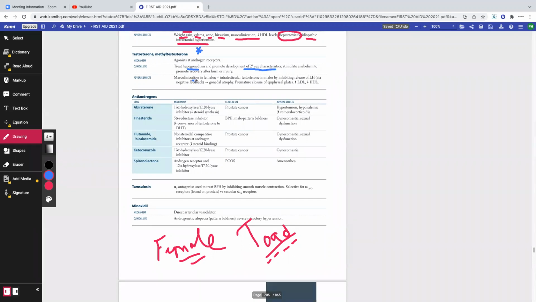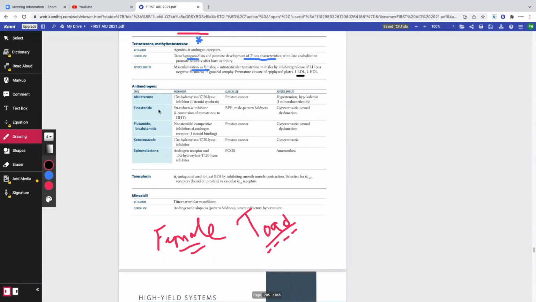Adverse effect-wise, we can get masculinization in females, and decreased testosterone in males by inhibiting the release of GH. Now, who are the patient population who will abuse testosterone? Are they bodybuilders? Yes or no? The answer is yes. Athletes? Yes or no? The answer is yes. Okay. So that's that. Another thing is testosterone will cause increase of LDL. It's a pro-cholesterol promoting drug, meaning that it will promote cholesterol. That's that. Now let's talk about the anti-androgens. Is everyone ready? Yes or no?